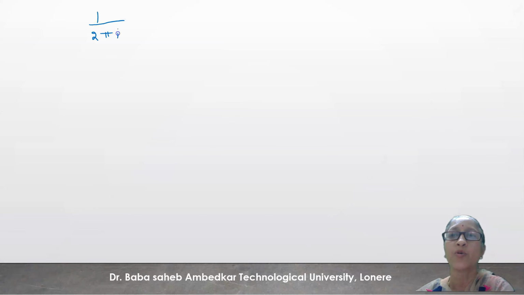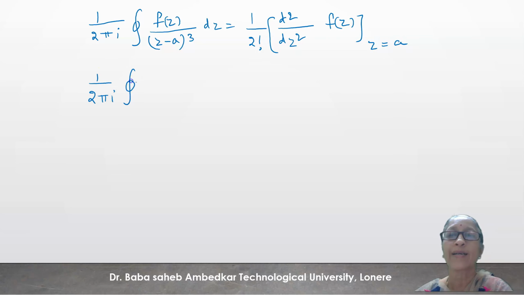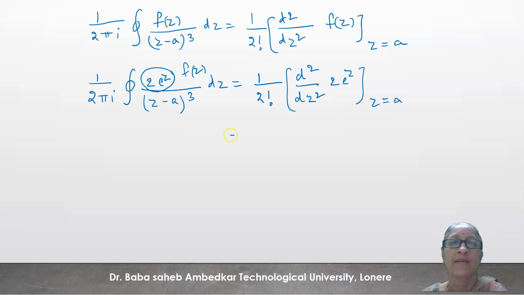So let us write this. What is that formula? 1 upon 2 pi i contour integral of f of z by (z minus a) whole cube dz equal to 1 upon 2 factorial into the second order derivative of f of z at z equal to a. Now 1 upon 2 pi i into contour integral of 2 e power z upon (z minus a) whole cube dz is equal to 1 by 2 factorial into the second order derivative of f of z, here 2 e power z, at z equal to a, which is equal to 1 upon 2 factorial. Here the first order derivative of 2 e power z is 2 e power z.